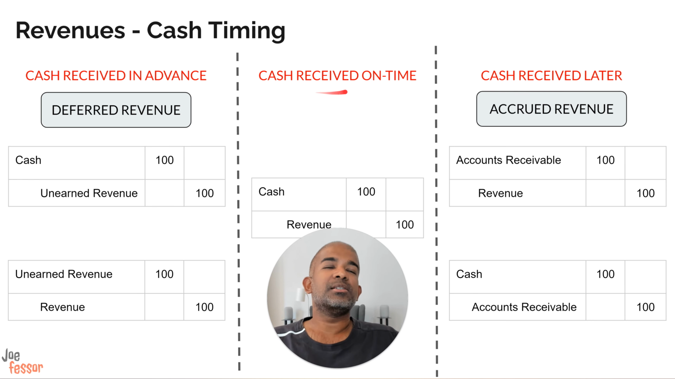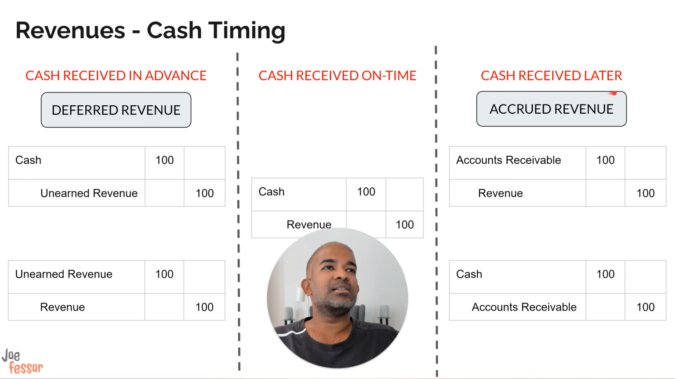If cash is received on time, you would debit your cash account and you would credit your revenue account. That's quite simple, right? If cash is received in advance, we know that it falls under the deferred revenue category. When cash is collected, the cash account is debited and you would credit an unearned revenue account, which is a liability. And later when revenue is actually earned, you would reverse the unearned revenue account, or you would debit that liability, and then you would credit your revenue account. We've seen this example earlier.